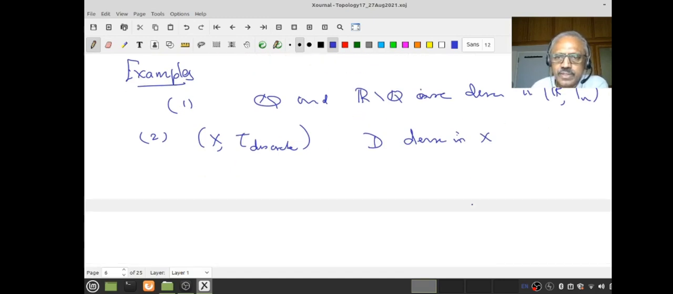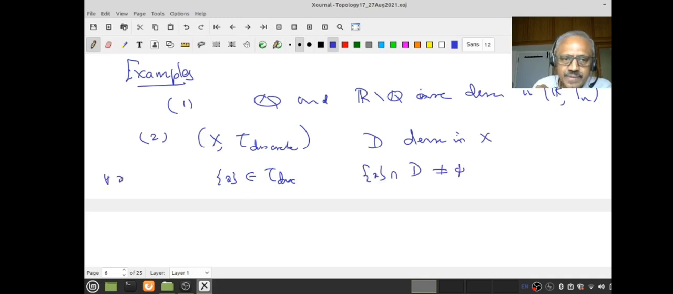Then what do I know? It should intersect every non-empty open set. And what are the simplest open sets in X in a discrete space? All singletons {x}, right? These are all in tau discrete. That means {x} intersection D must be non-empty. But there is only one element. That means, give me any x in X, this means x must be in D, that is, my D must be all of X. Do you understand this logic?